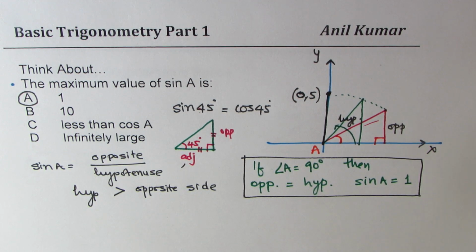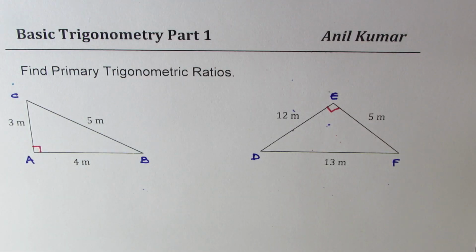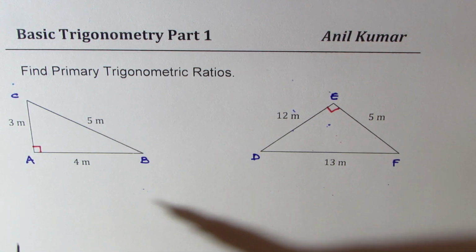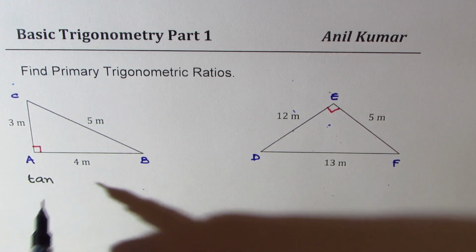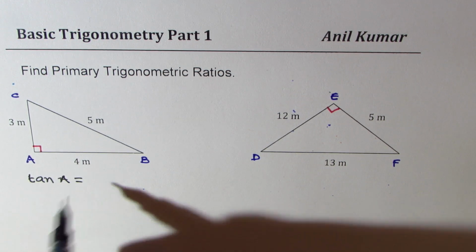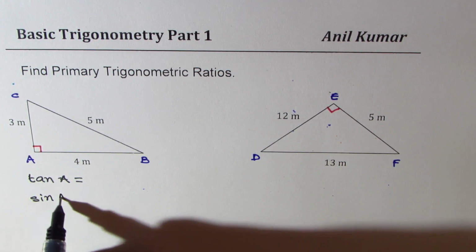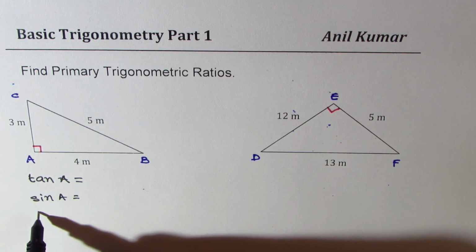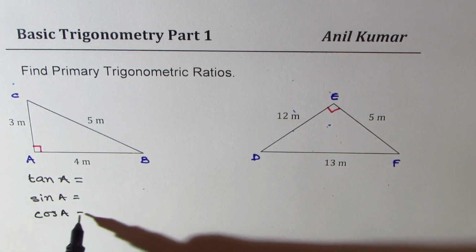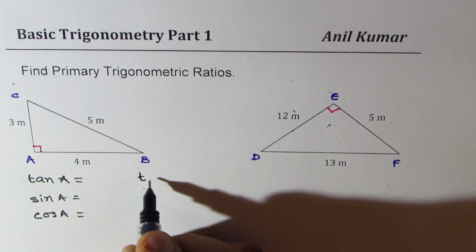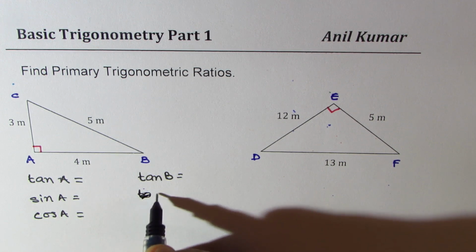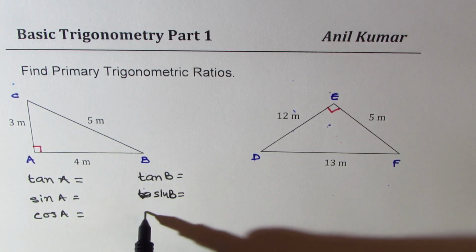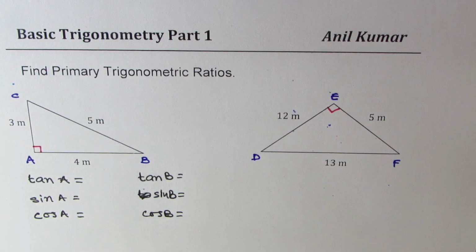Now, I'd like you to practice and find trigonometric ratios for given right triangles. So we have two right triangles here. You may have to pause the video and answer these questions. You can find what tan A equals, what sine A equals, what cosine A is equal to. Also figure out what tan B equals, what sine B equals, and cosine B equals, right?